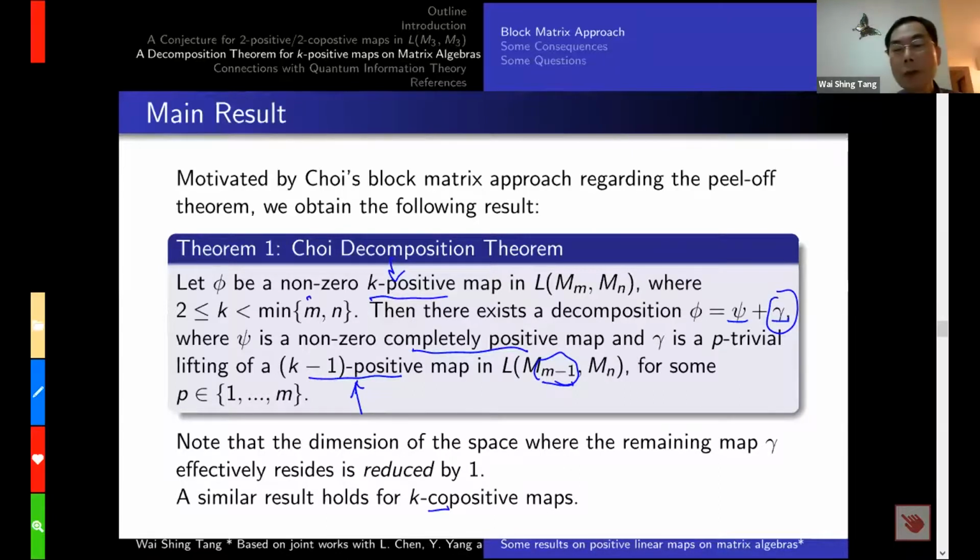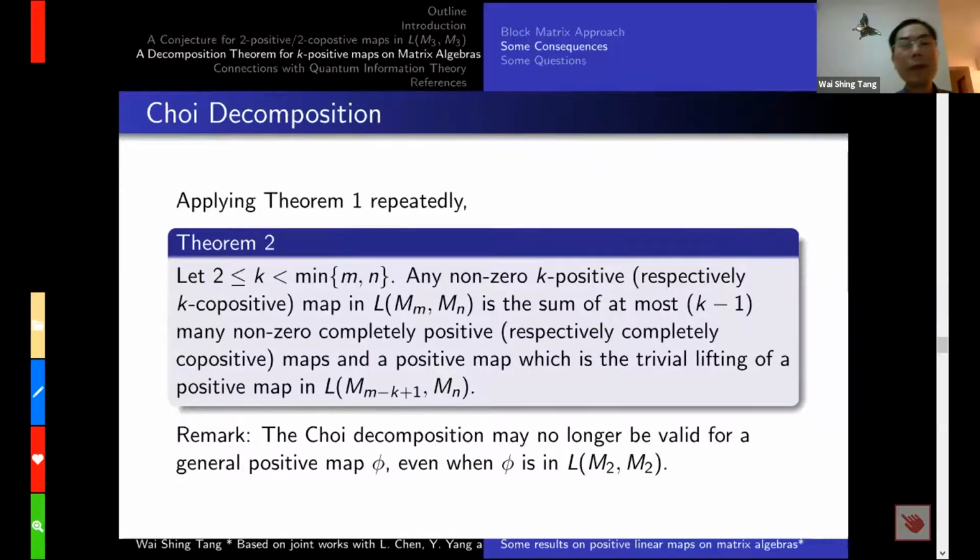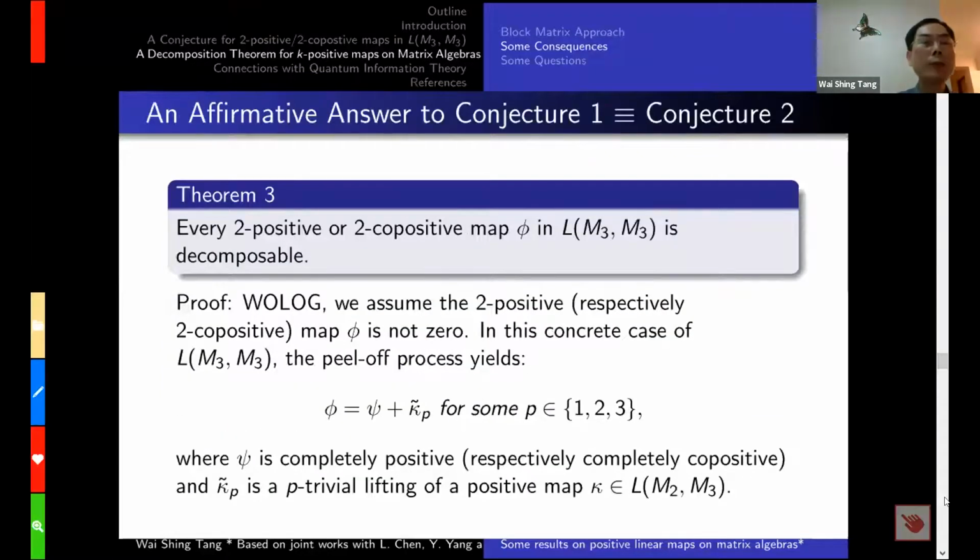Now of course you can iterate this. If you iterate this, then starting with a K positive map, you can split this as the sum of at least K minus 1 completely positive maps plus a positive map. But the dimension of that will effectively be K minus 1 dimensions down. So by making use of this result, we can prove that for maps on the matrix algebra M3, every two positive map, or correspondingly two co-positive map, must be decomposable.